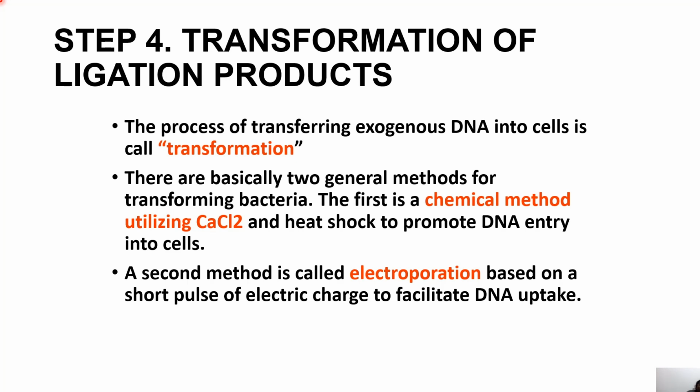The process of transferring exogenous DNA into cells is called transformation. There are basically two general methods for transforming bacteria. The first is the chemical method, utilizing calcium chloride and heat shock to promote DNA entry into cells. And the second method is called electroporation, based on a short pulse of electric charge to facilitate DNA uptake.